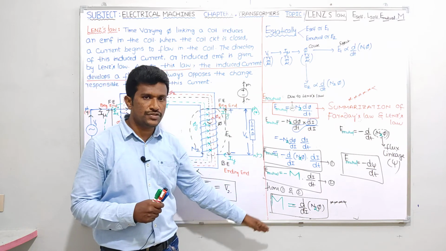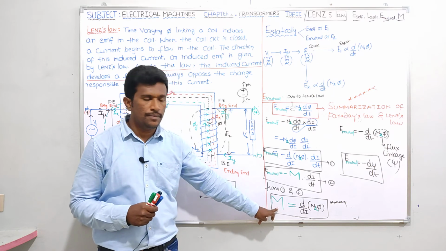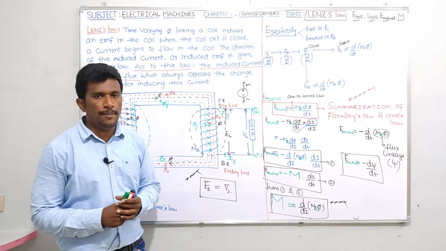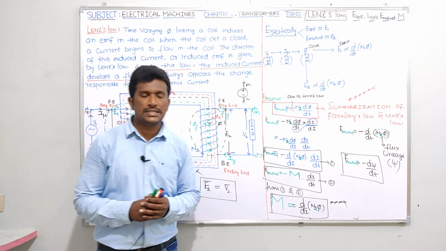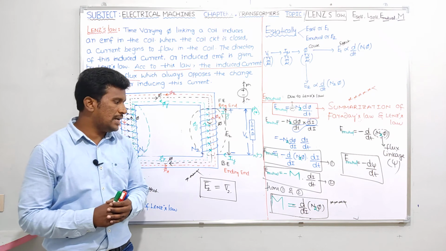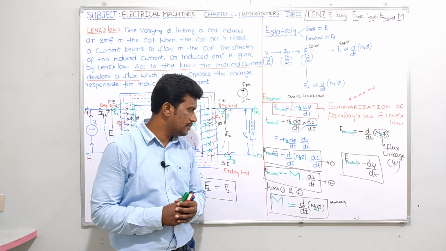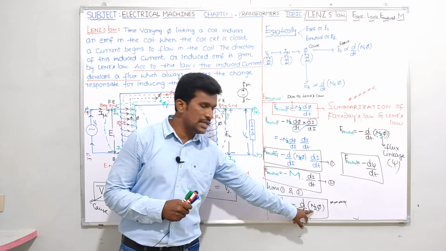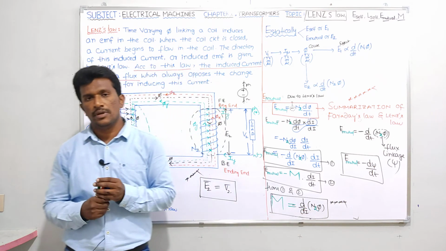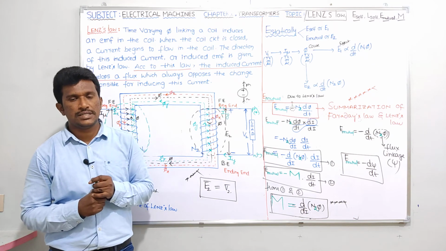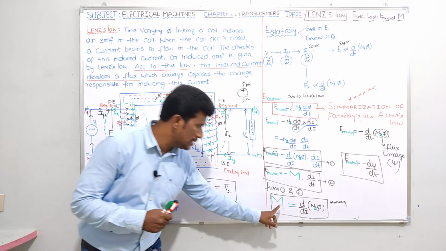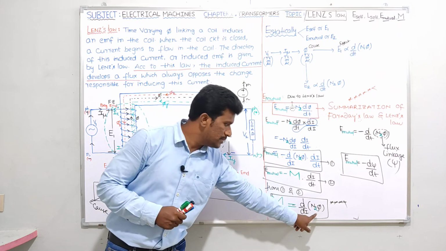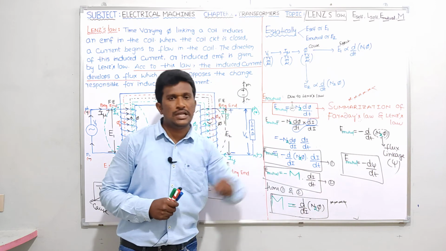Next, let me give definition for mutual inductance M. Please write. Mutual inductance M is defined as rate of change of flux linkage in secondary winding. Please try to see in this M equation, N2 into Φ is there. N2 means what? Number of turns in secondary winding. That means N2Φ means what? Flux linkage in the secondary winding.